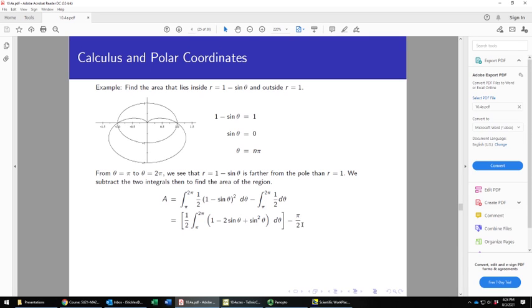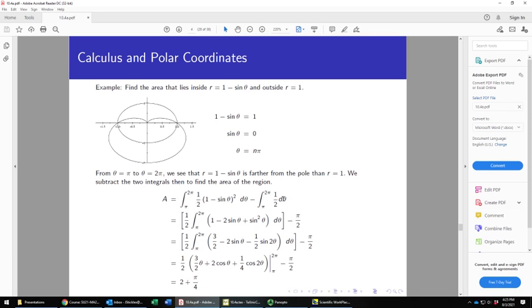So the second piece here just becomes pi over 2. Over here we'll FOIL and use our power reducing formula and simplify. Find an antiderivative. Plug in your endpoints. So in this case, we get the area as 2 plus pi over 4.